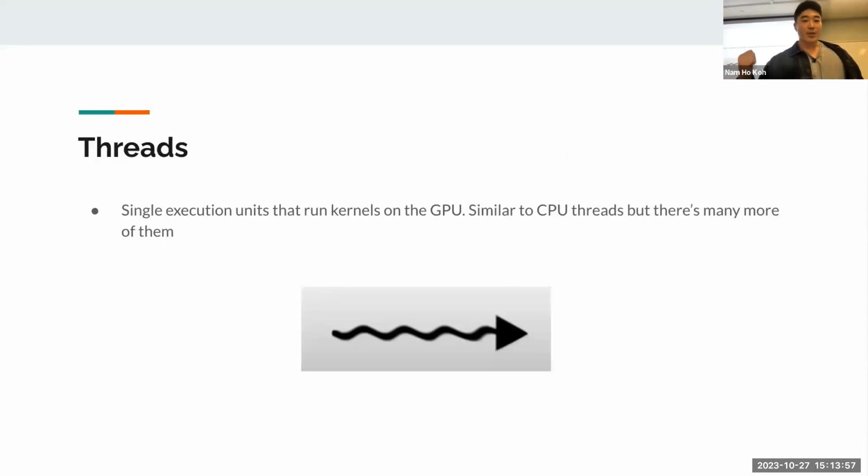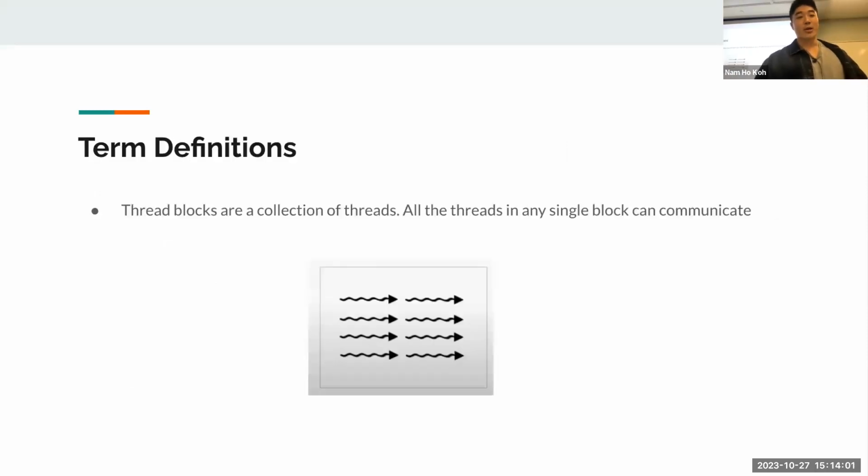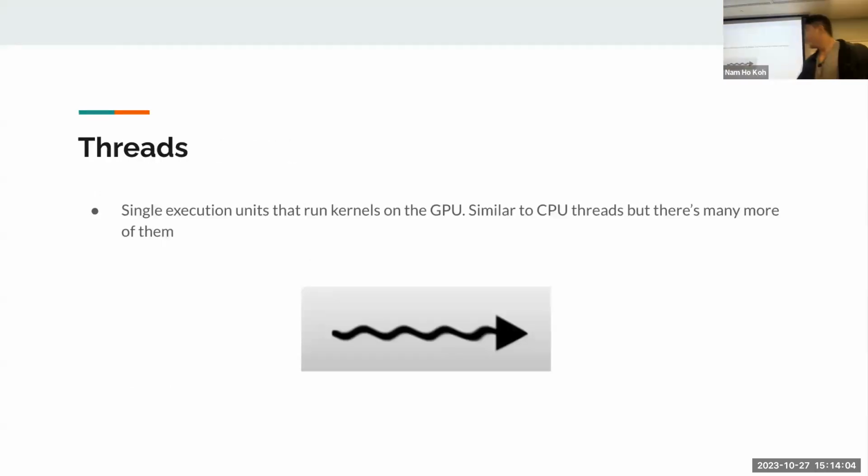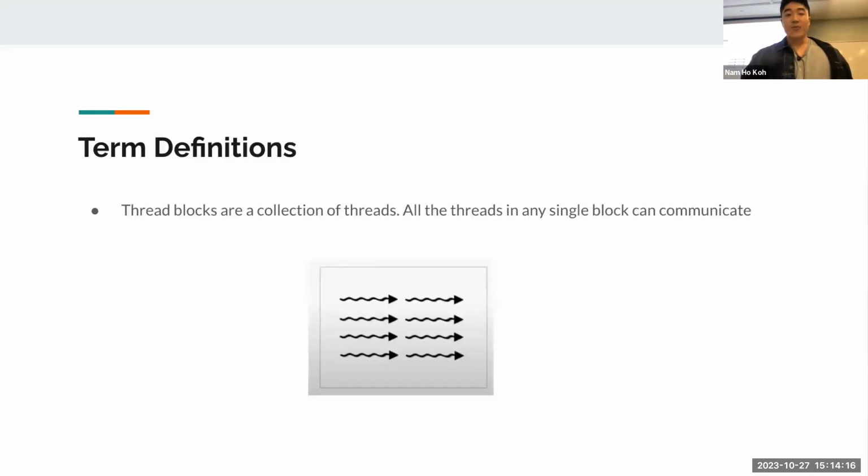I included some additional term definitions about what a thread is and what a thread block is, just a block of threads. You'll see this in the NVIDIA documentation, like a squiggly arrow. That's just how they represent their threads, okay? So when you see it, don't be alarmed, it's just their way of showing a thread. Other than that, I really appreciate your time, guys. That's all for today. I'm happy to stay.